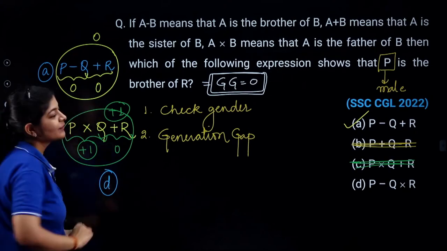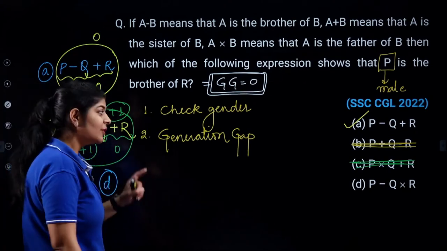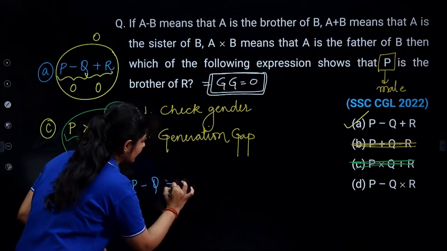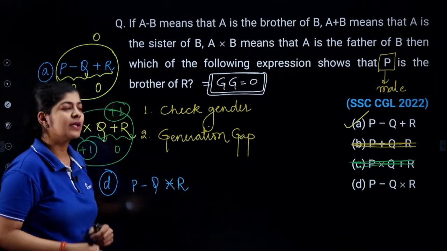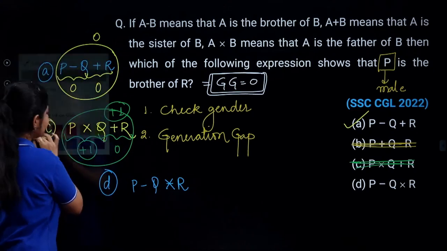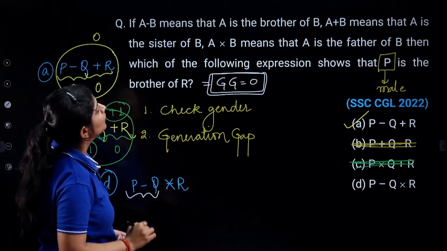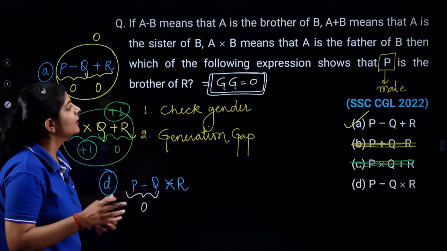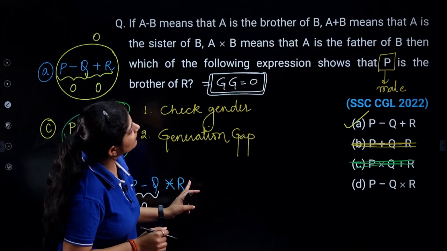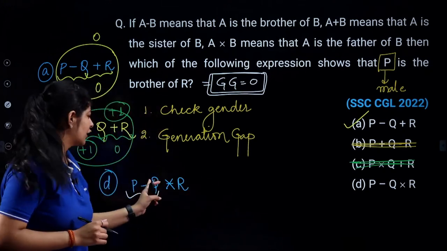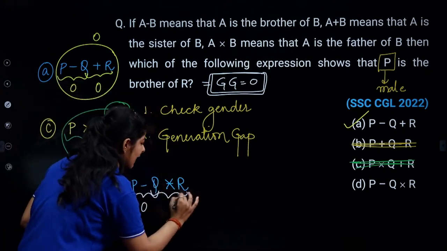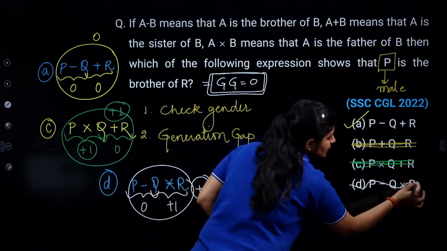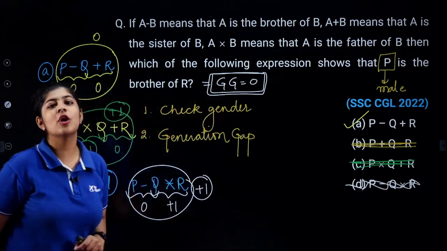I remember that thing. Okay, so let's go with our option number D, that is P minus Q into R, right? Okay, check the generation gap. P minus Q, that is 0 because they are brother sister or maybe brother brother, right? Next, into, that means Q is a father of R. Again, we are having plus 1 over here. That means we need to eliminate this option as well. And the correct answer over here is option number A.